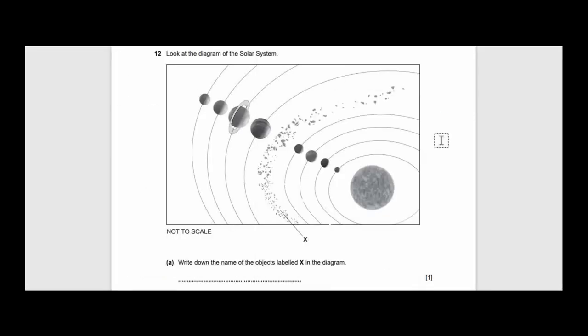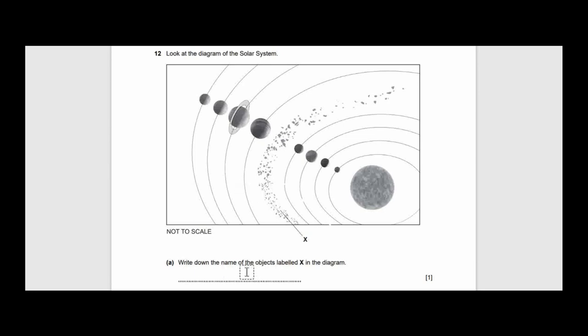Alright, now we are in question 12. Look at the diagram of the solar system here and write down the name of the objects labeled X in the diagram. 10 seconds from now. 10, 9, 8, 7, 6, 5, 4, 3, 2, 1.